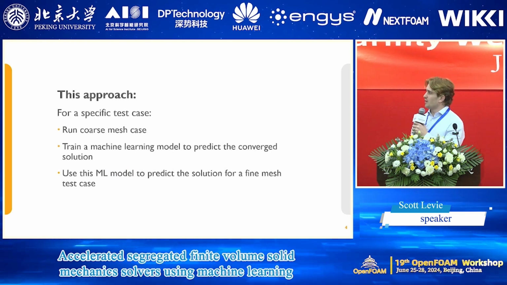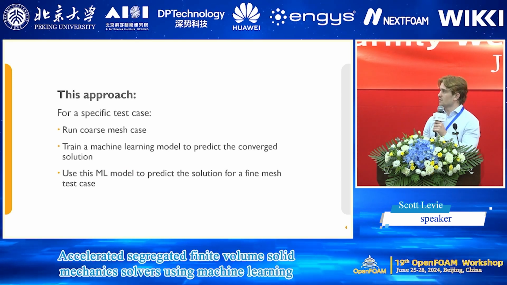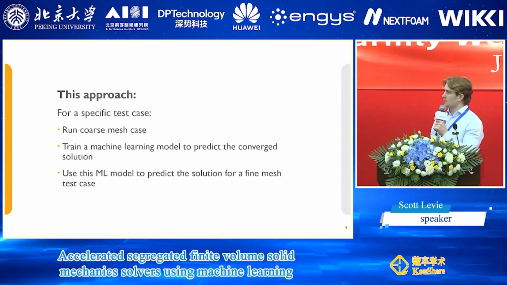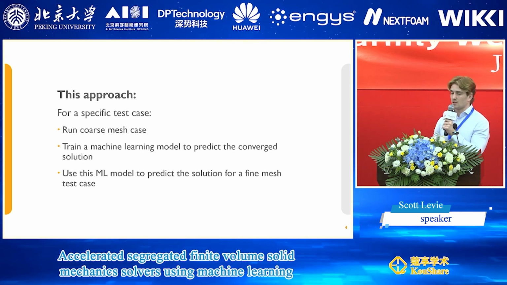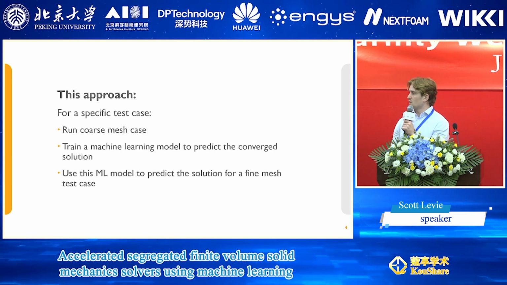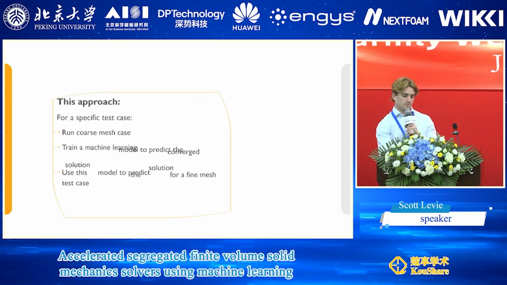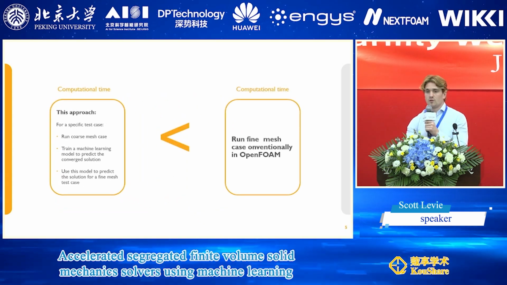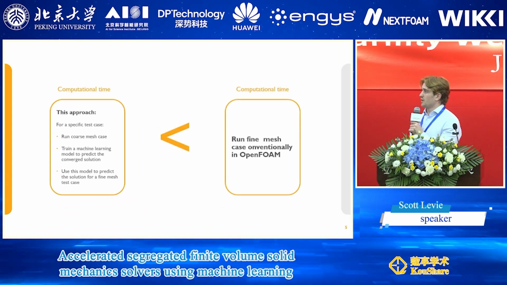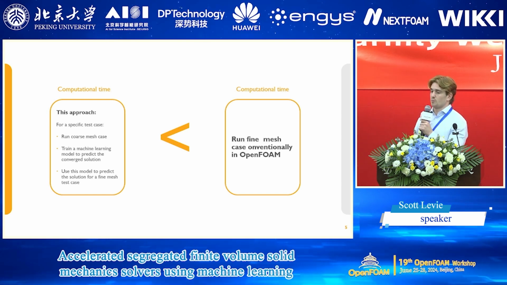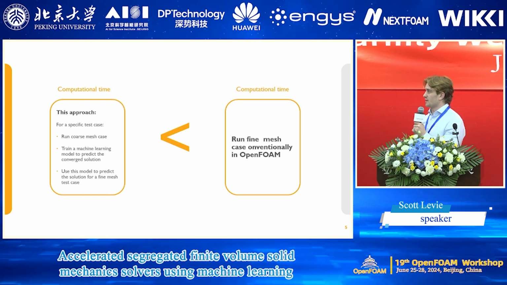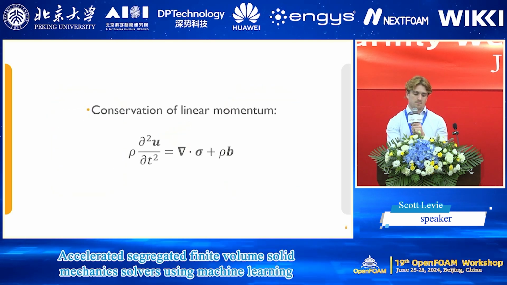So the approach I've developed for a specific test case is to run a coarse mesh version of the test case, train a machine learning model to predict the converged solution, and use this machine learning model to predict the solution for a fine mesh test case. So the overall hypothesis is that the computational time required to do this will be less than running the fine mesh case conventionally in OpenFOAM.